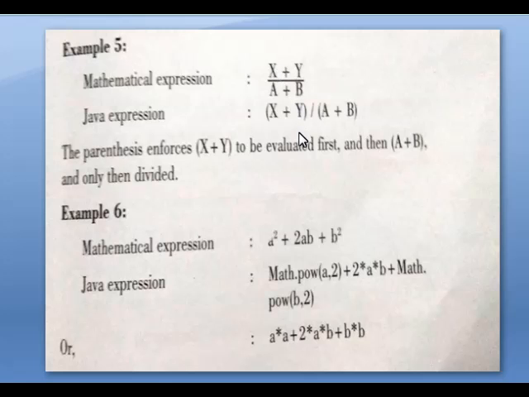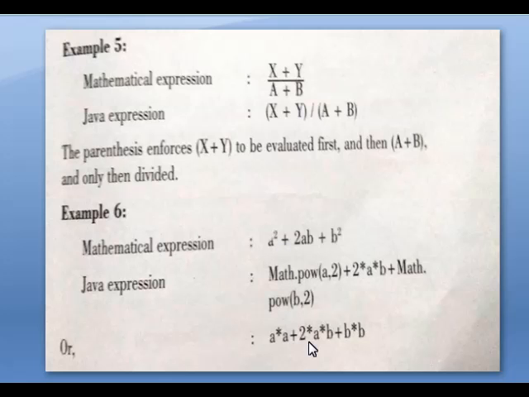The next one, the mathematical expression is a square plus 2ab plus b square. Since it is a power, you have to write Math.pow with the base a and the power 2. First one is the base and the next one is the power, plus 2 * a * b, plus Math.pow of b comma 2. b is the base and 2 is the power. Otherwise, since it is a small power, you are able to write like this also: a * a + 2 * a * b + b * b.